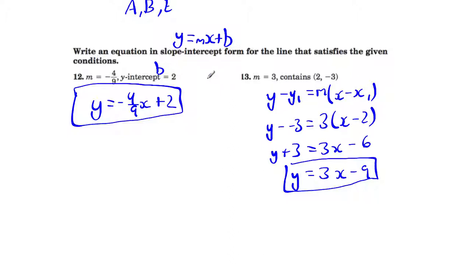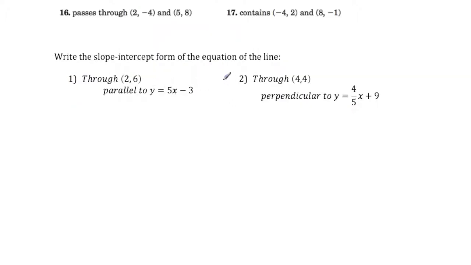So always use point-slope form unless they actually give you the y-intercept form. Point-slope form is easy, it's simple, and once you isolate the y, you just stumble upon slope-intercept form. Two more here. They give us 2 points for both of these. So we don't have a slope, so we need to find that first. So m is equal to y2 minus y1 over x2 minus x1.